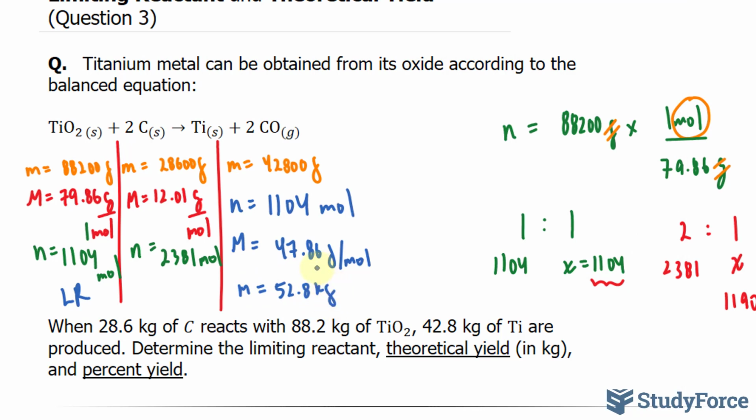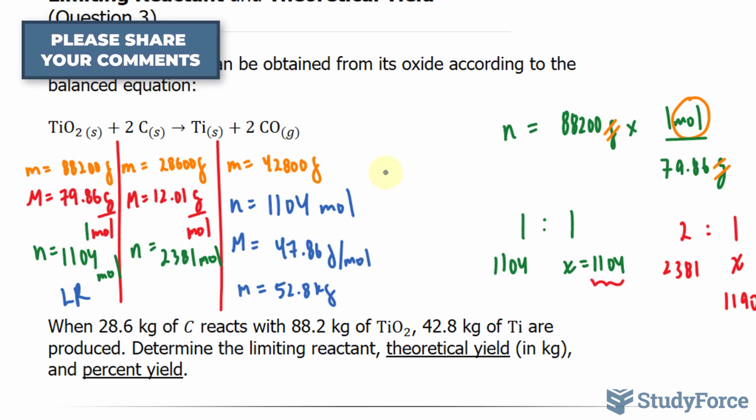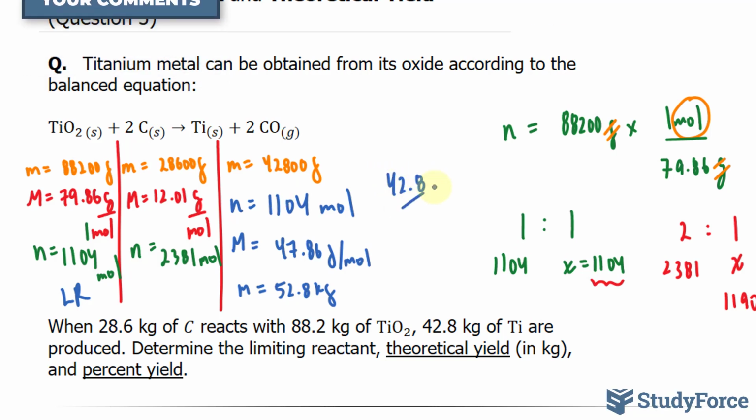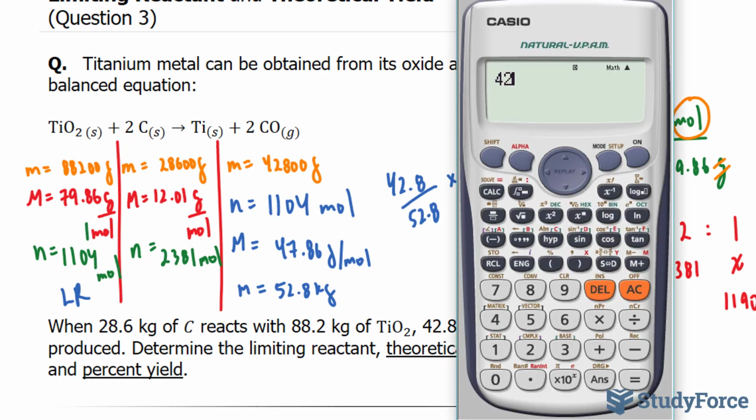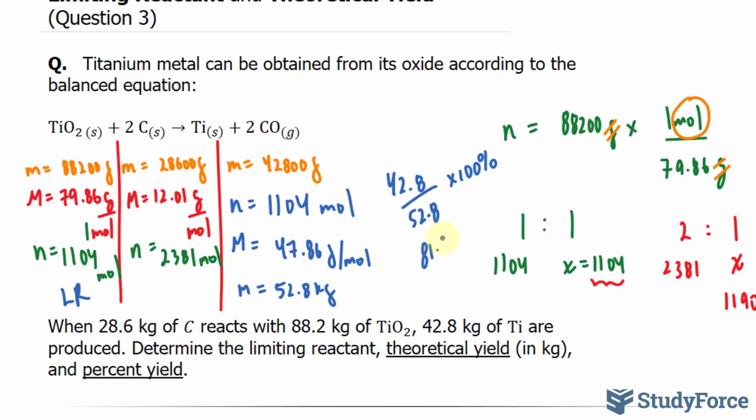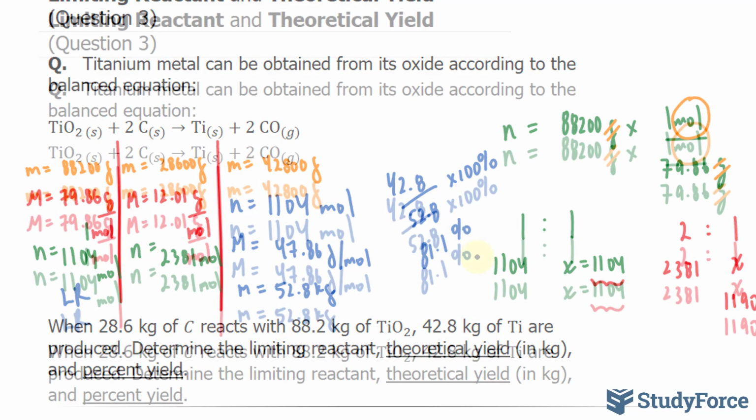Lastly, they want us to find the percentage yield. So what we do is we take 42.8 and we divide it by 52.8, and whatever decimal number we get, we multiply by 100%. Let's go ahead and do that. 42.8 divided by 52.8 times 100, and we end up with 81.1. 81.1 percent yield. And there you have it.